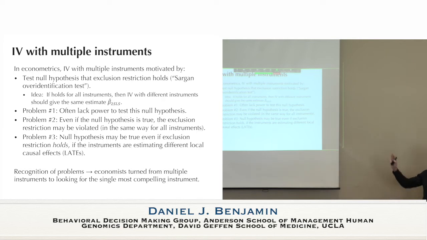Okay, so it's not clear. What economists have concluded from all this is we could do this, but it's not clear what we learn in the end. And so I think the common view in economics these days is, rather than using multiple instruments to try to test this, let's just focus on the instrument or small number of instruments that we think are really the compelling ones and are going to give us good local average treatment effects.